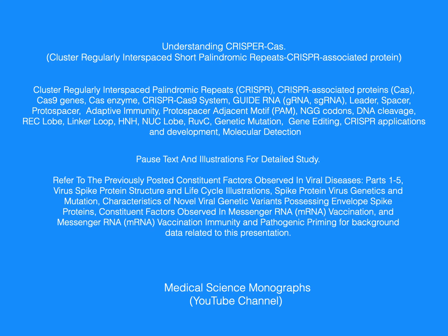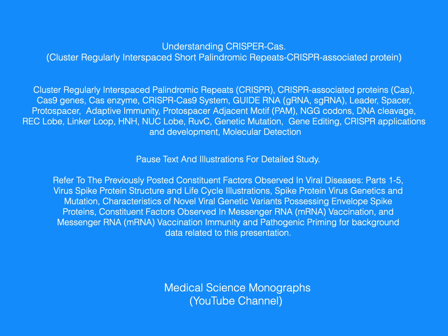Understanding CRISPR-Cas. Clustered regularly interspaced short palindromic repeats, CRISPR-associated protein. Pause text and illustrations for detailed study. Refer to the previously posted constituent factors observed in viral diseases, parts 1 through 5.